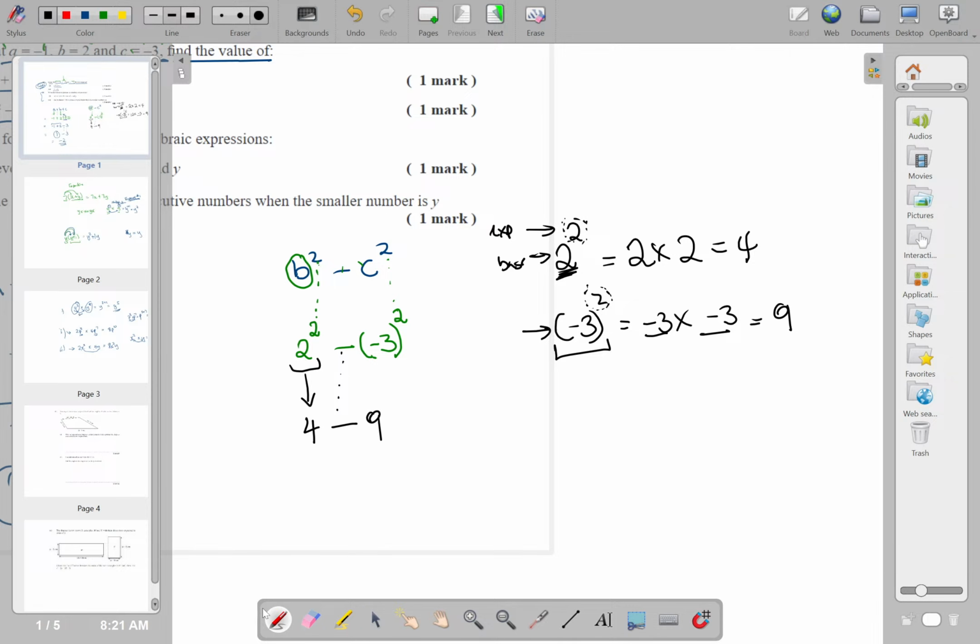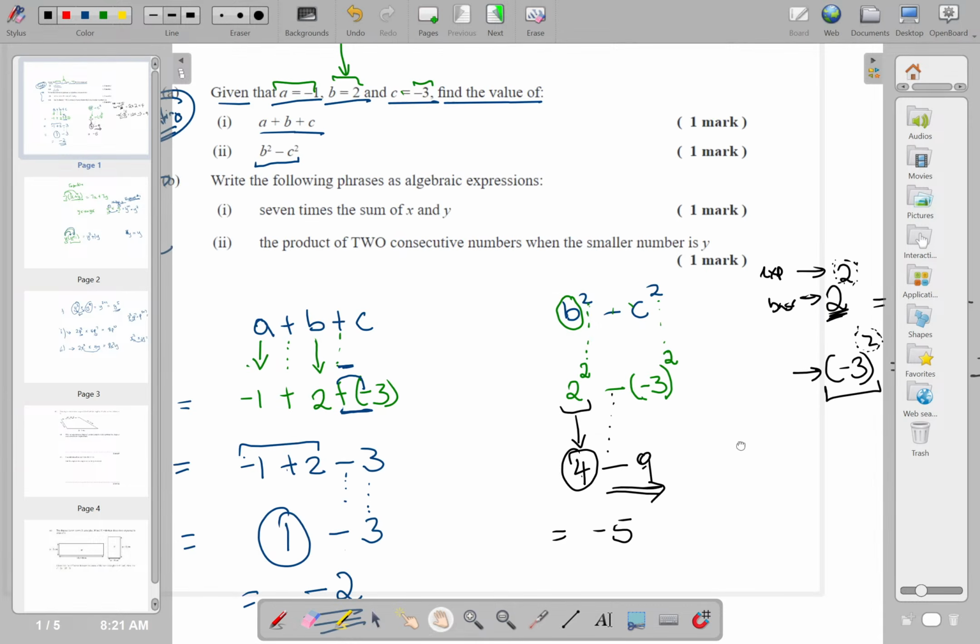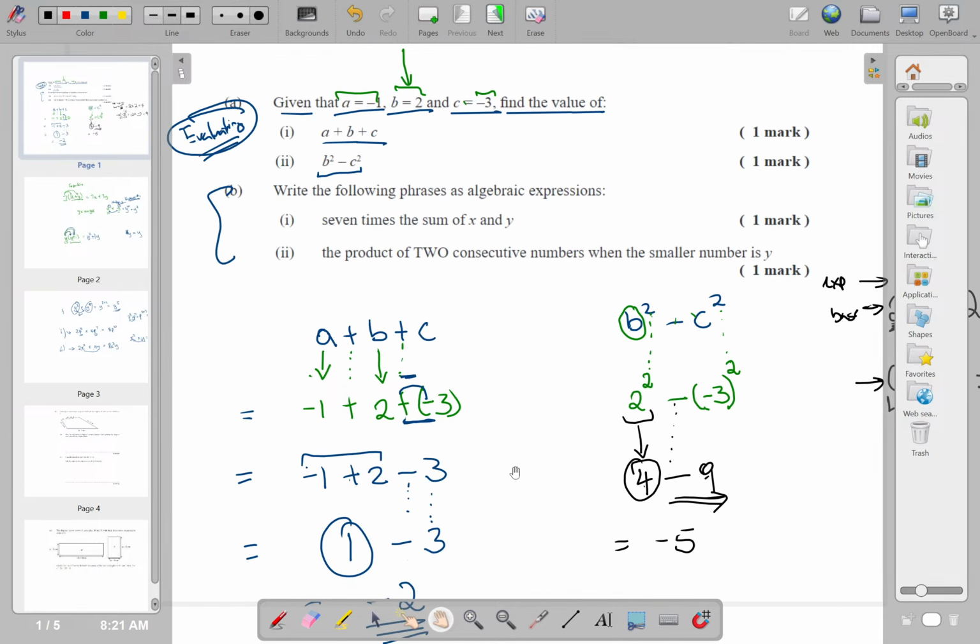So this is now 4 minus 9, which would then give me -5. I have $4, but I owe you 9. I can't pay you off, so I'm still going to be owing you 5. So that is how to get the 4 marks from this explanation.